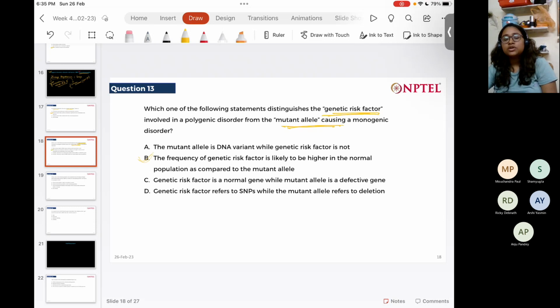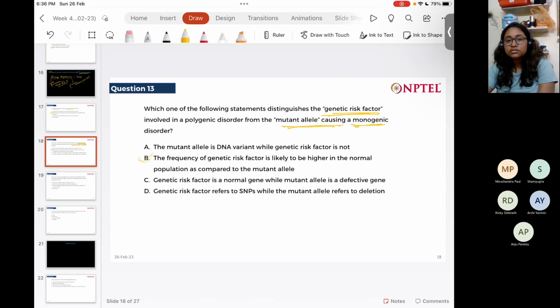Why B? Because the risk factor, as I said, is a polymorphism, and in normal people, the frequency will obviously be high, right? Because the presence of a risk factor doesn't guarantee that the person will have a disease. It can be present in our population who is healthy, not displaying any disease phenotype. As a mutation, since we are talking about a monogenic disorder, whoever has this mutant allele will be a diseased person, and the disease may be such that it doesn't allow inheritance to the next generation. The person dies at a very early age, because of which the frequency of this mutant allele is decreased.